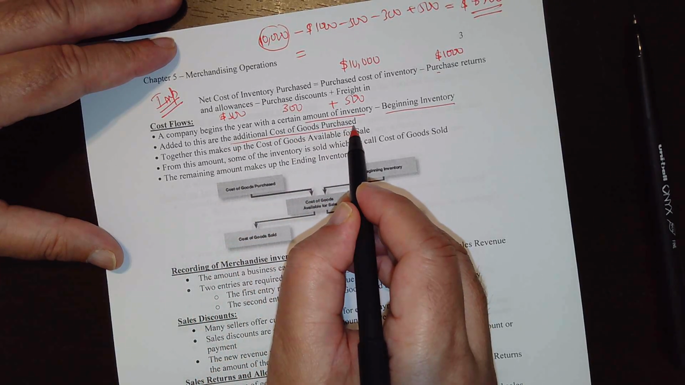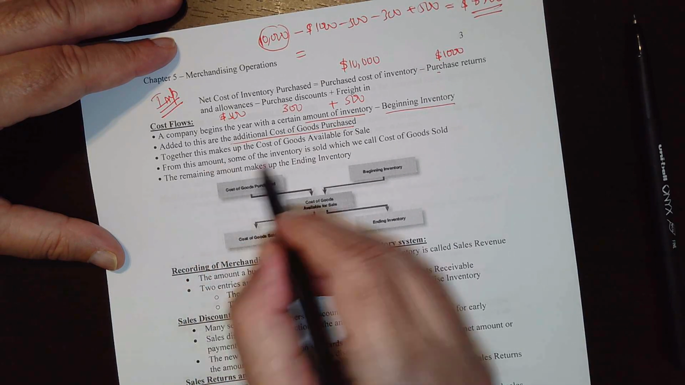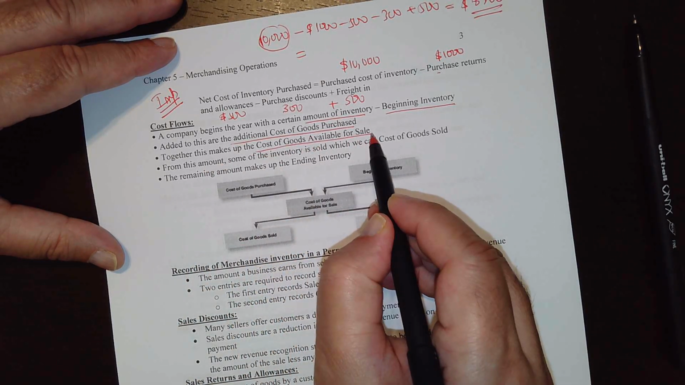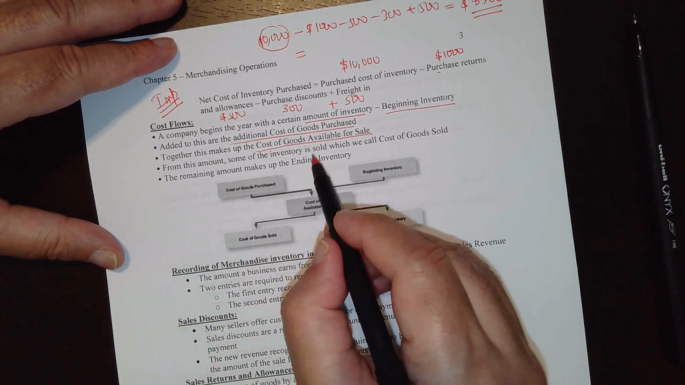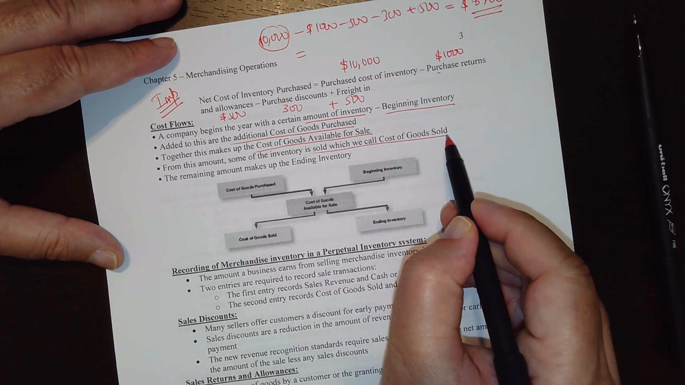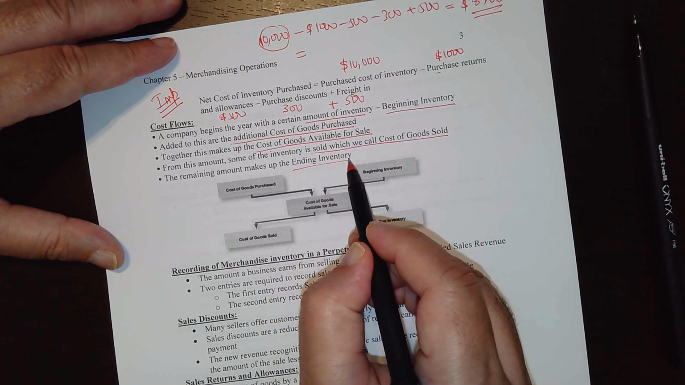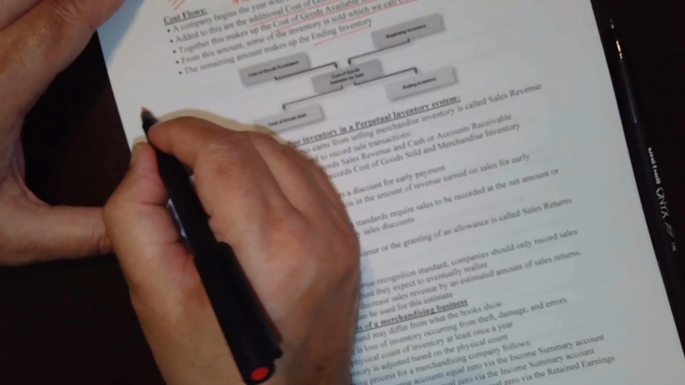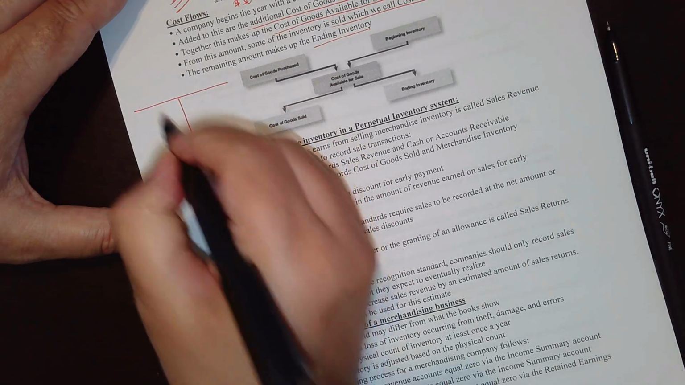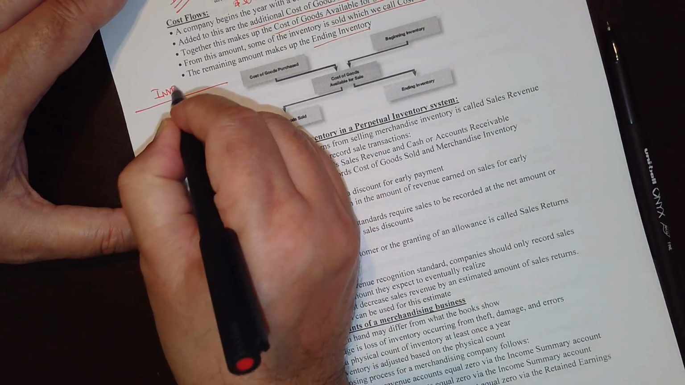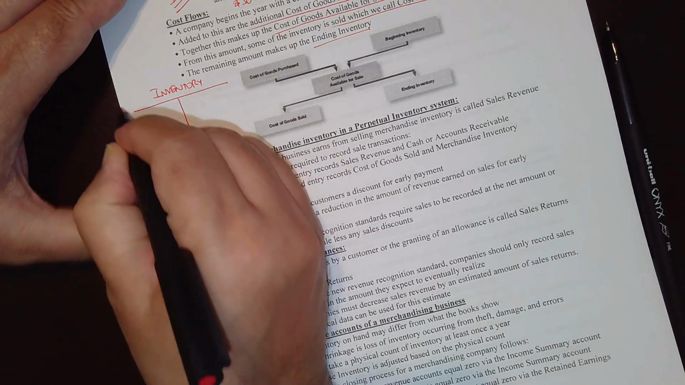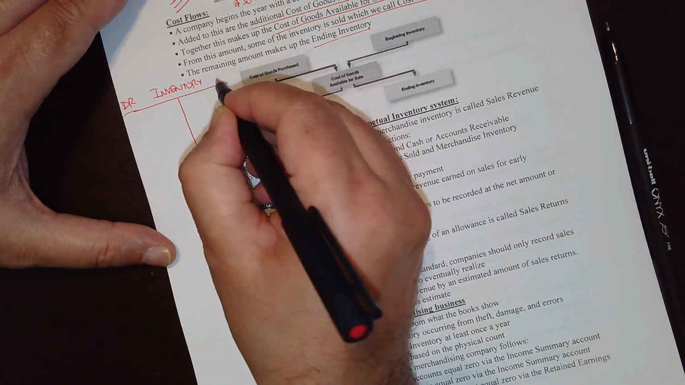So we purchase another cost of goods. Together they make up cost of goods available for sale. And from this amount, some of the inventory is sold, which is called cost of goods sold. The remaining makes ending inventory. Let me show you in a T account. So here is your inventory. Here is your debit. Here is your credit.